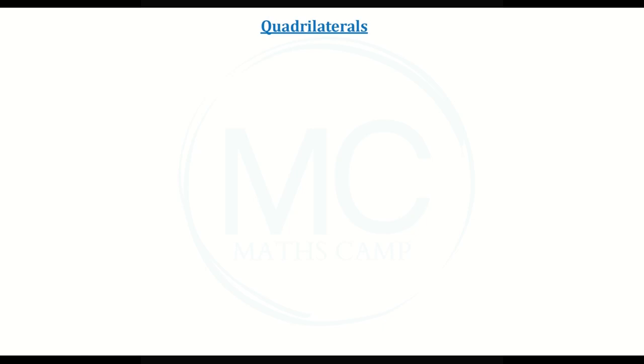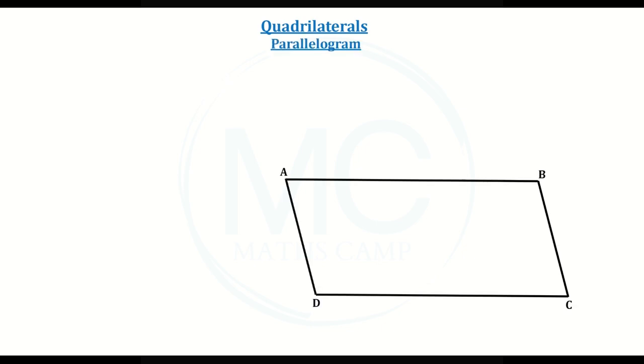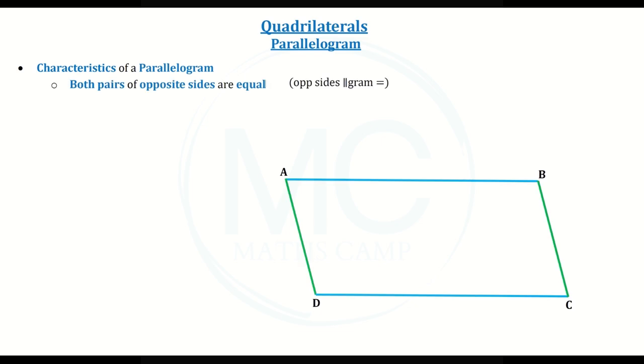In this video, I'd like to look at some examples of how we can find different angles in a parallelogram. Remember that a parallelogram has 4 important characteristics that you need to learn. In a parallelogram, both pairs of opposite sides are equal. Both pairs of opposite sides are parallel.